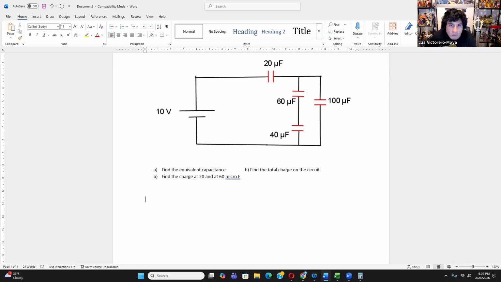Let's see. This is now a capacitor circuit. Very similar to the one that you just did. Think about it. It's just a different setup, but it's identical if you think about it, in the way of thinking.